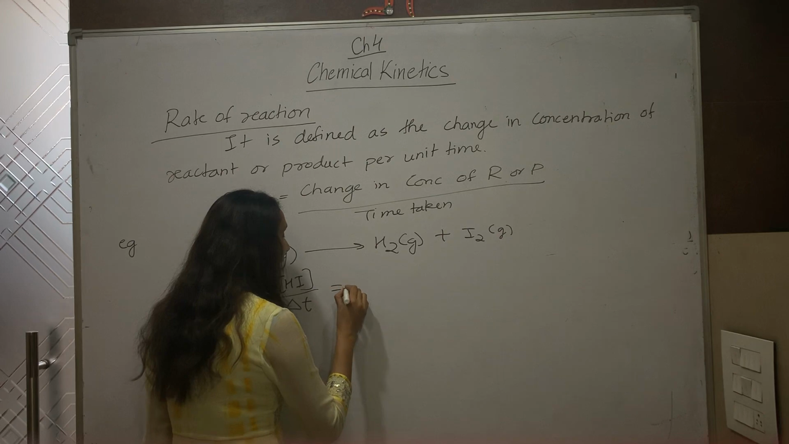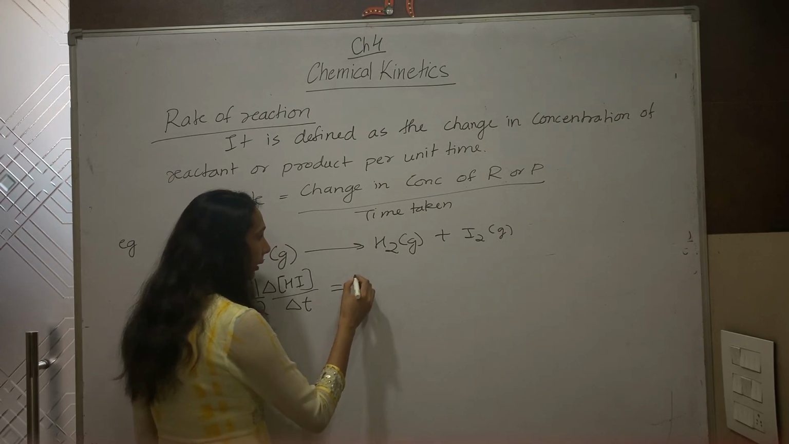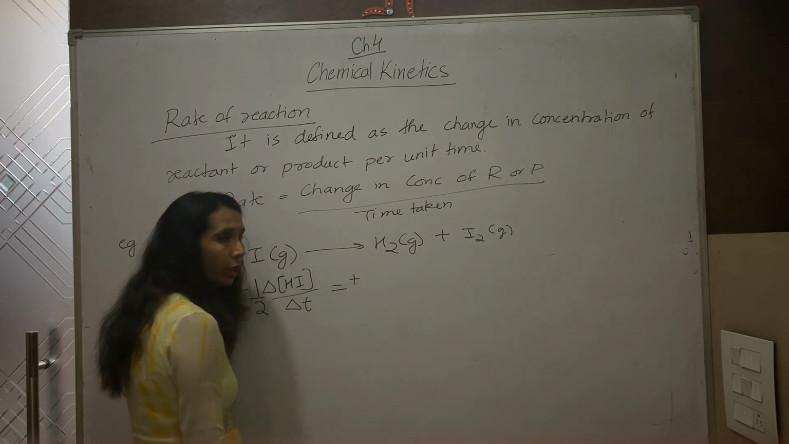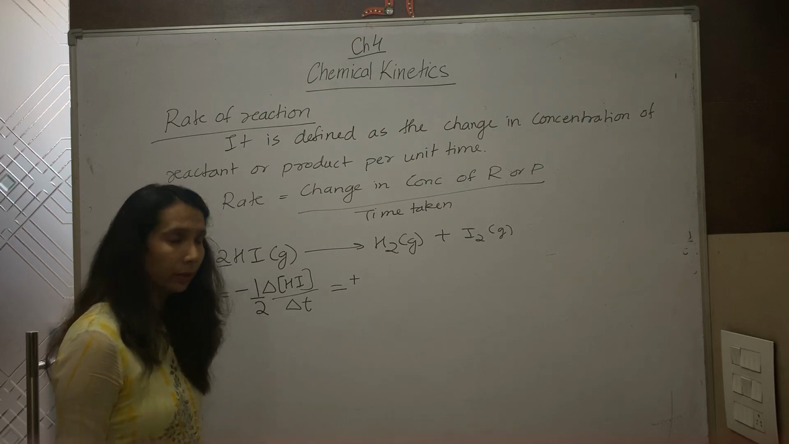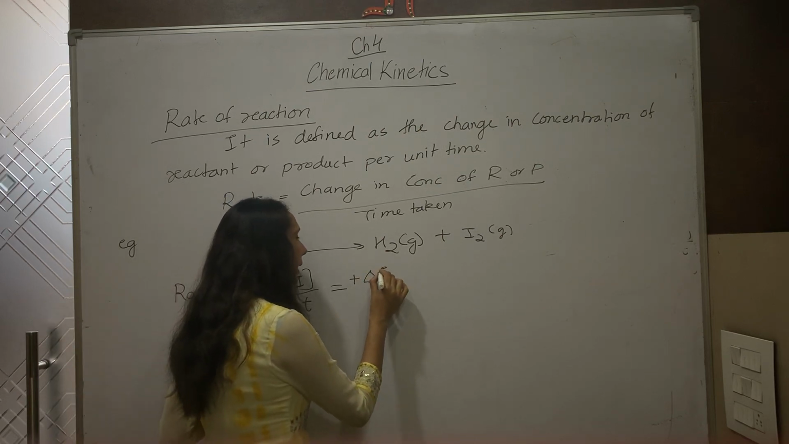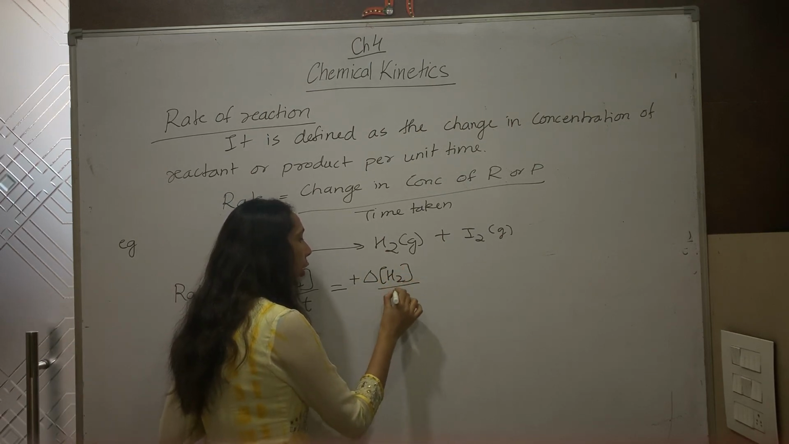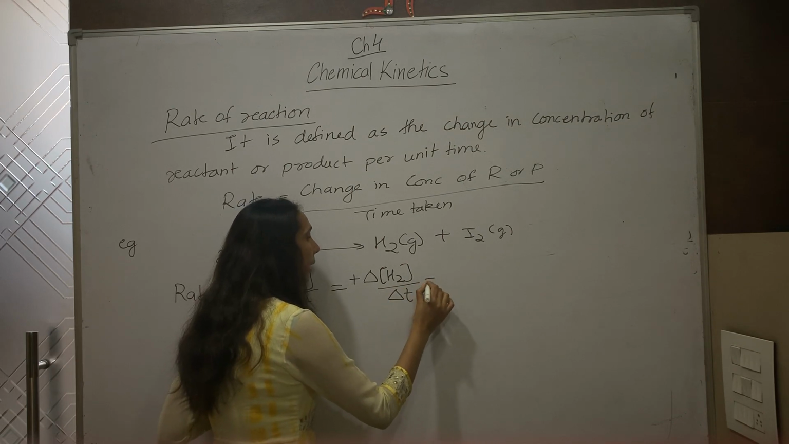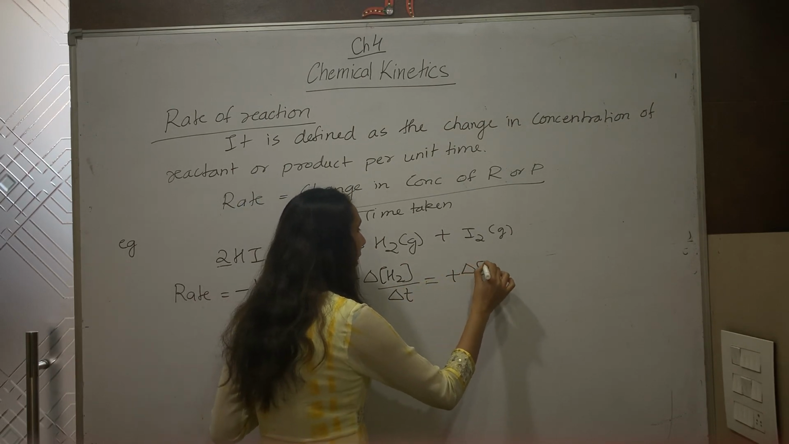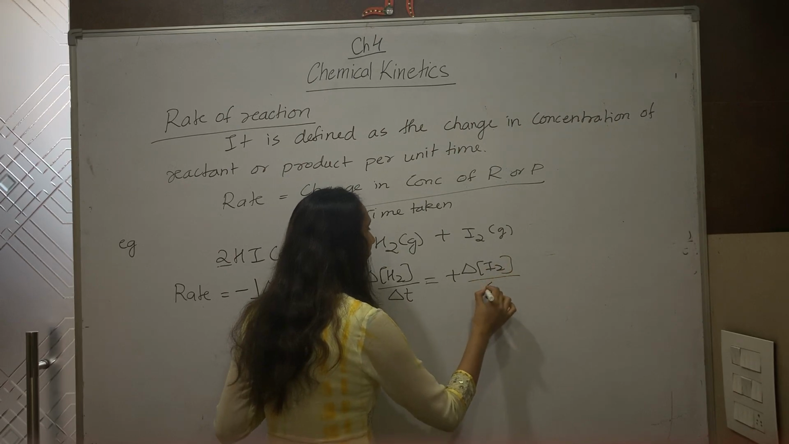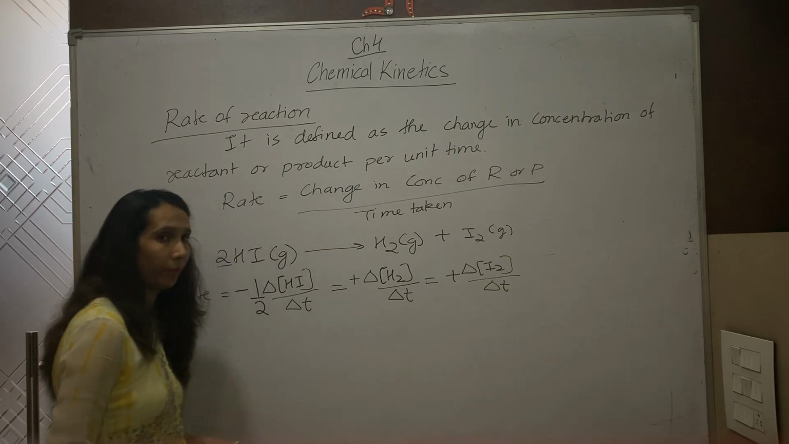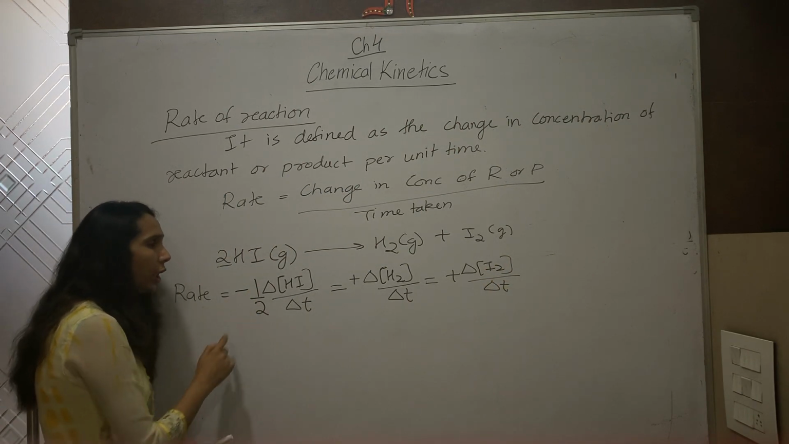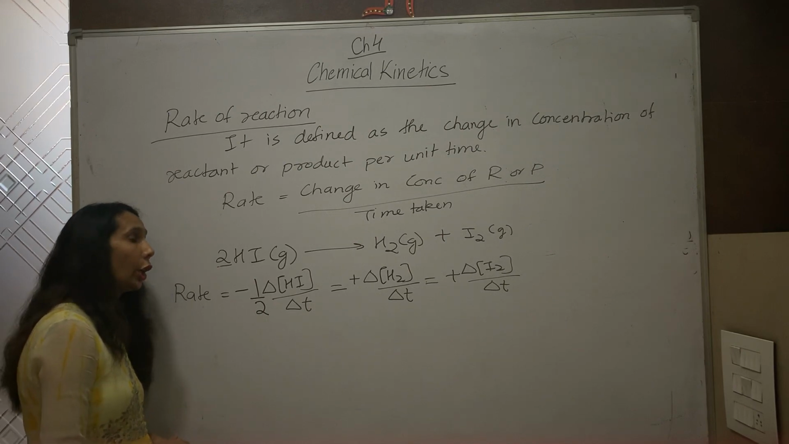We have to write it in terms of H2. H2 is the product and there is no stoichiometric coefficient, that is 1 upon 1. So I can write plus delta H2 upon delta T. And the same in the case of I2, I can write plus delta I2 upon delta T. Now why is it divided by 2?